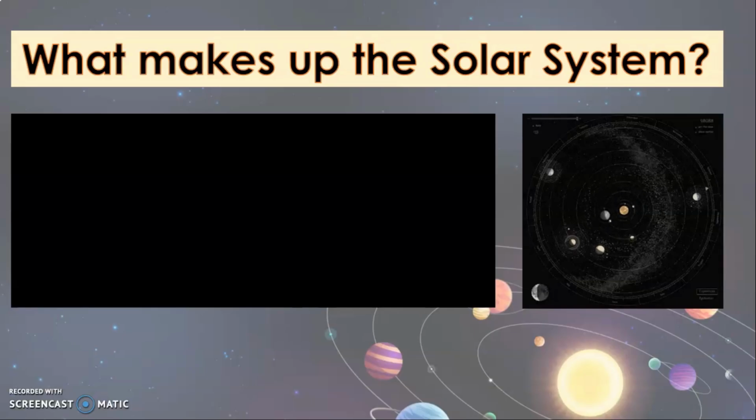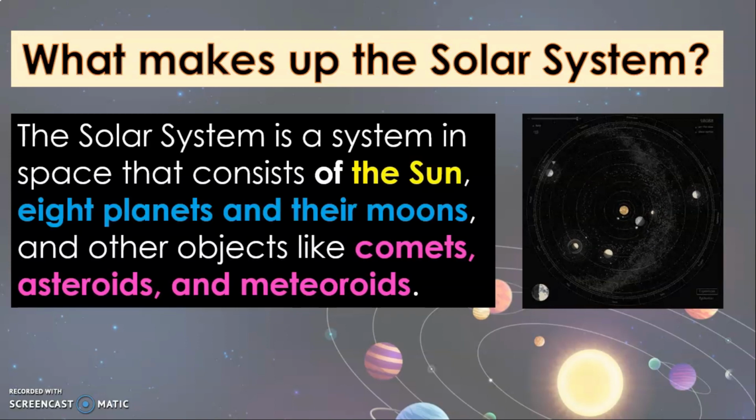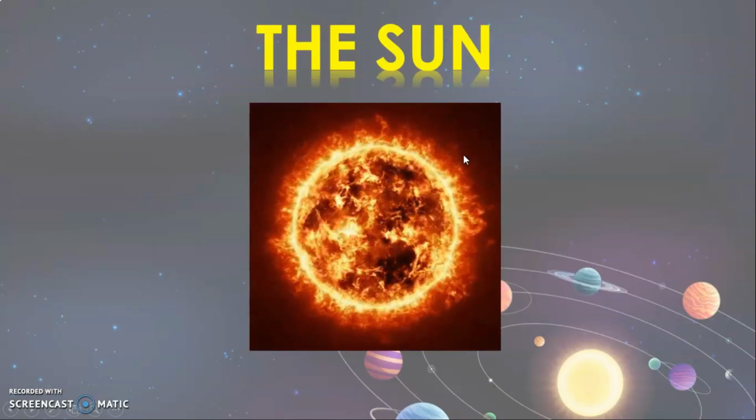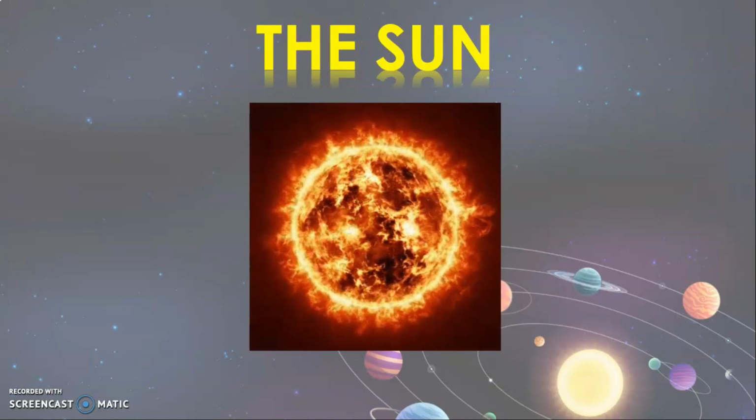What makes up the solar system? The solar system is a system in space that consists of the Sun, 8 planets, and their moons, and other objects like comets, asteroids, and meteoroids. After this, we will discuss one by one. Let's start from the Sun. Oh, look at the Sun.